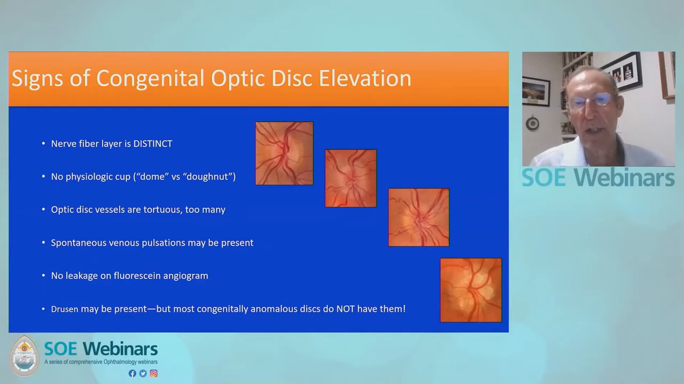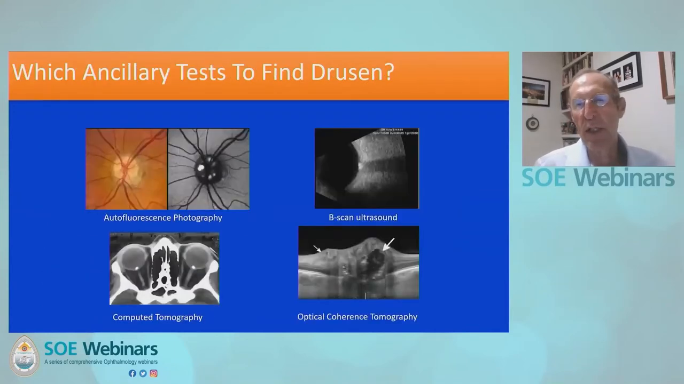But if you are in the search for optic disc drusen, you have a choice of several ancillary studies. And here I'm showing you the four favorite ancillary studies that are used. Autofluorescence photography, which you can see is really quite effective in showing you optic disc drusen, even those that are buried. B-scan ultrasound is quite good. Computed tomography, you can see the little white dots here of the calcified drusen in the optic disc. And then the most effective of all, optical coherence tomography, which nowadays is the favorite tool because it's readily available and will give you the answer quite readily.